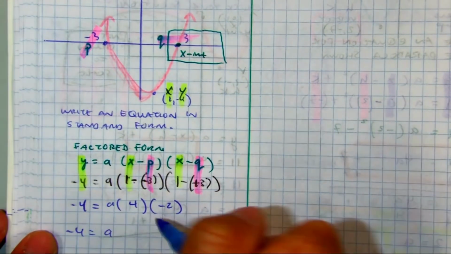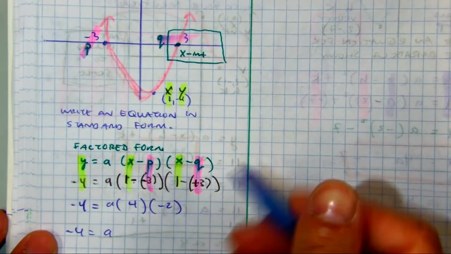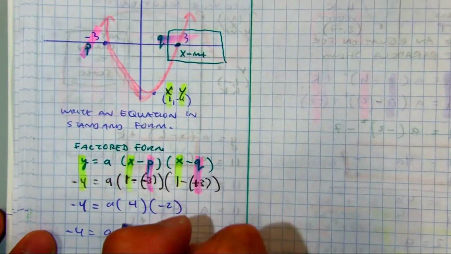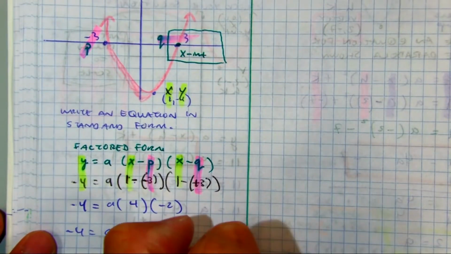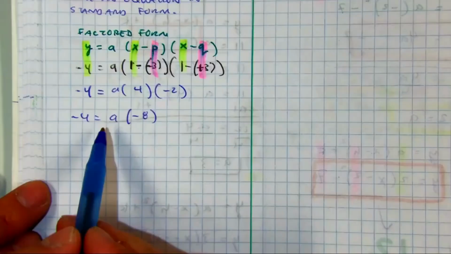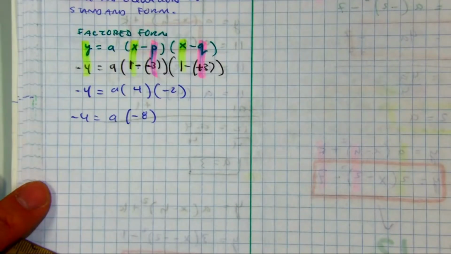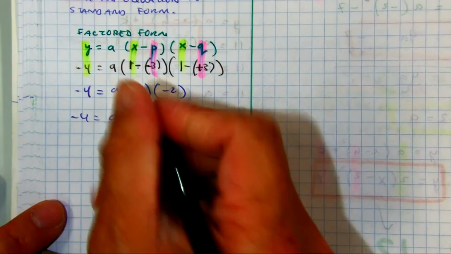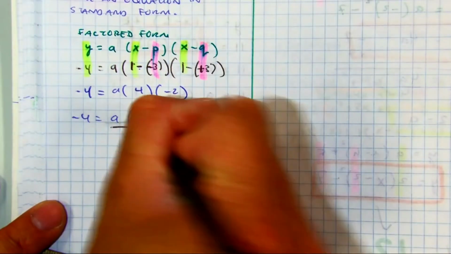4 times -2, which is what? -8. You're used to writing the -8 in front of the A. How do I solve for A? Divided by -8.